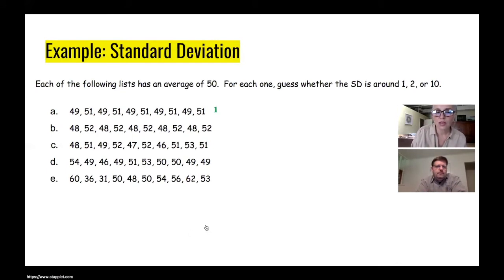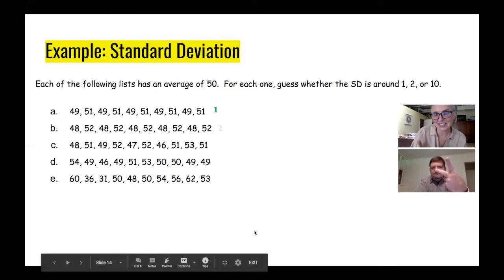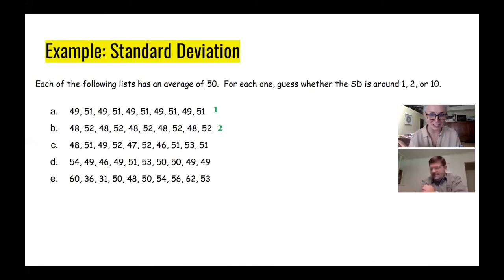So 48, 52, 48, 52, 48, 52, 48, 52. Right, but this time 2. Deviating 2 from the mean. Now, guys, this rarely happens. You don't have this obvious deviation like this. So let's make it a little more difficult.